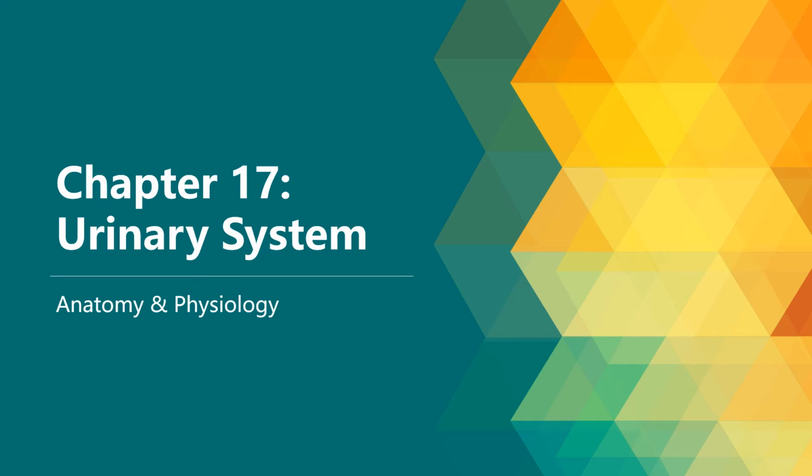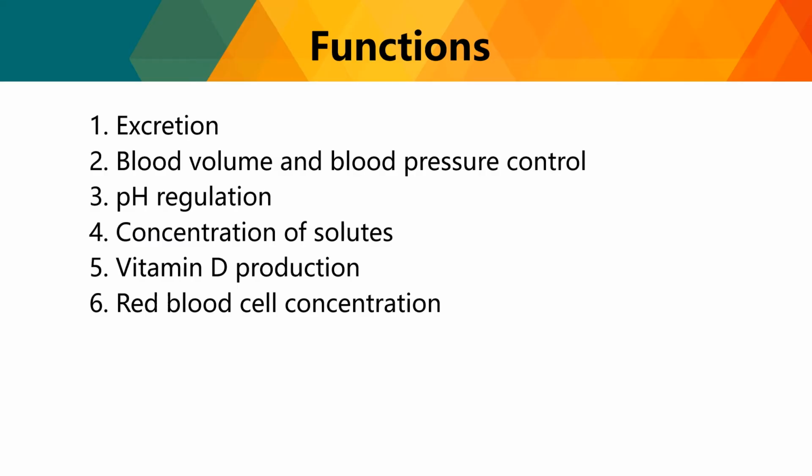Our discussion for today will be about the urinary system. The urinary system is the major excretory system of the body. Apparently, some organs in our system also eliminate waste, but they are not able to compensate in the case of any kidney failure. So apart from the excretory functions of the urinary system, it is also responsible for the blood volume and blood pressure control.